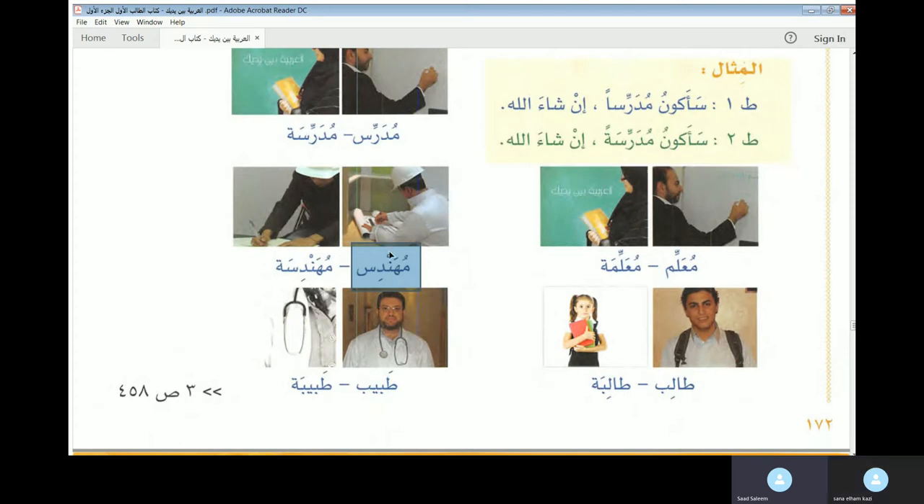So we have two points here. First, the word after akunu will be mansub, and if it is a masculine word with tanween, then we will have to use an extra alif also.